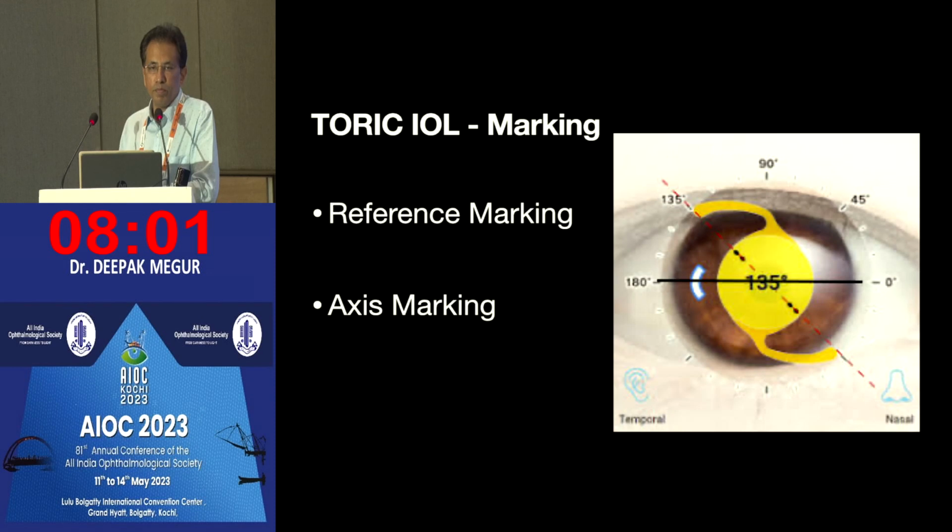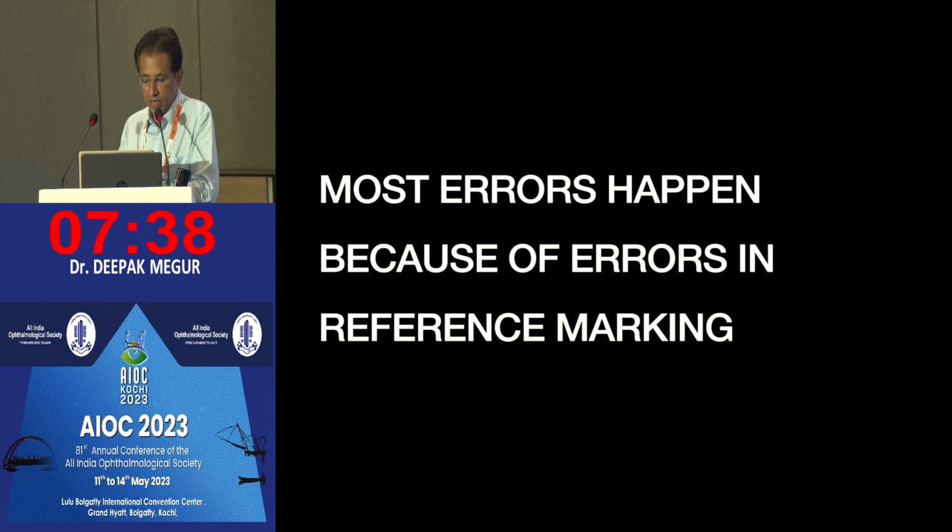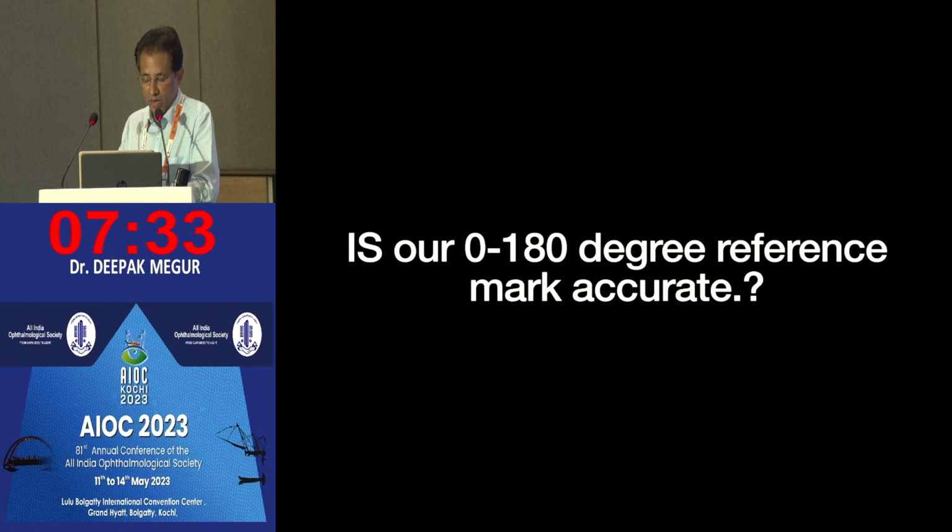So to keep it very simple, I want to simplify as much as possible. We are having two marks. One is the reference marking. That is, you want to have a 0, 180 degrees. That is a reference on which you are going to base your marking for the axis. The IOLs have a marking. IOLs usually have to be placed on the steeper axis. So to get everything right, you have to have a perfect reference marking, that is 0, 180 degrees. And most errors happen because of errors in this reference marking itself. So we need to ask ourselves one question: are we marking 0, 180 degrees? Is it accurate or not?